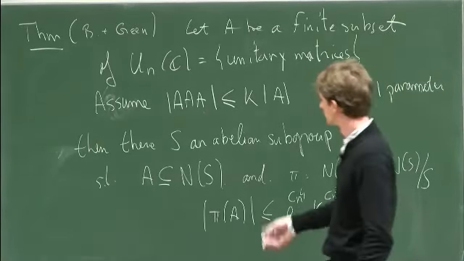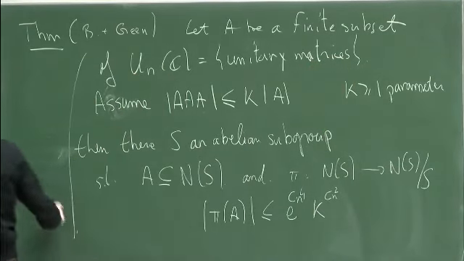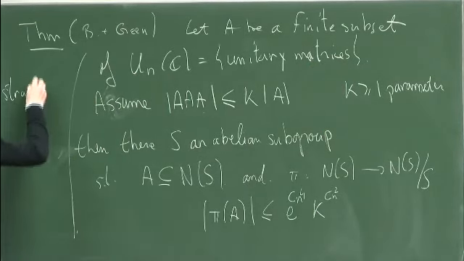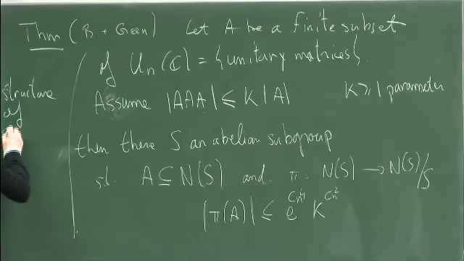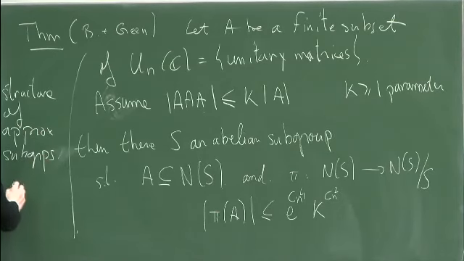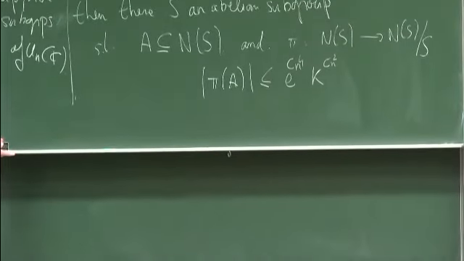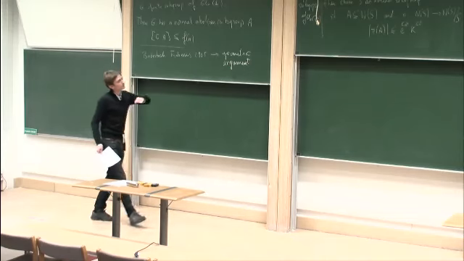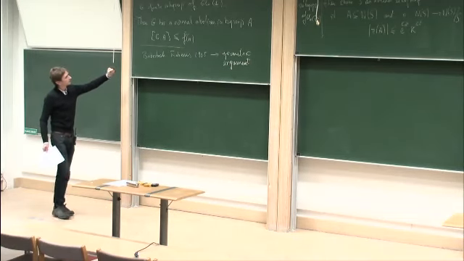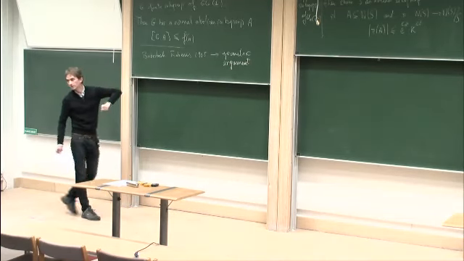So this is essentially the structure of approximate subgroups of UN of C. Okay, so it's the approximate analog of Jordan's theorem. And it turns out that the proof of that theorem follows very closely the Bieberbach-Frobenius proof of Jordan's theorem.